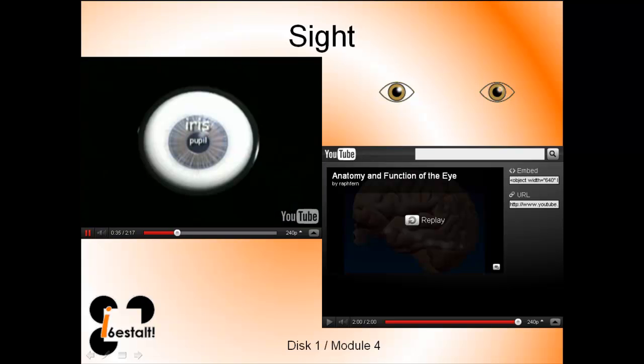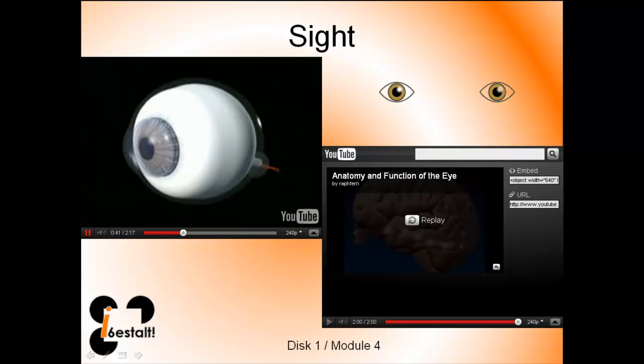The iris is the blue, green, brown, or hazel part of the eye. The white part of the eyeball is a tough protective skin. It covers the entire eyeball except for the clear area over the iris and pupil. This protective clear section is called the cornea. The cornea bends the light towards the lens. The cornea focuses the light entering the eye.